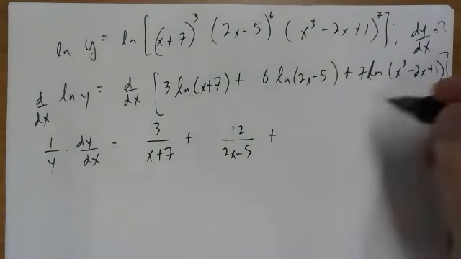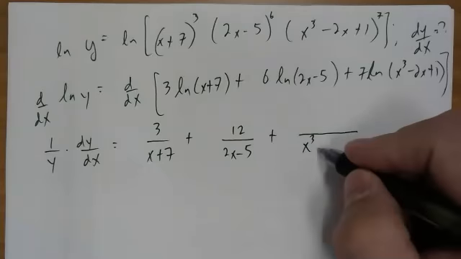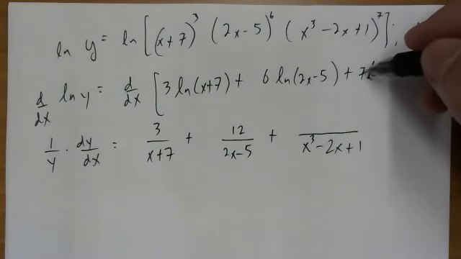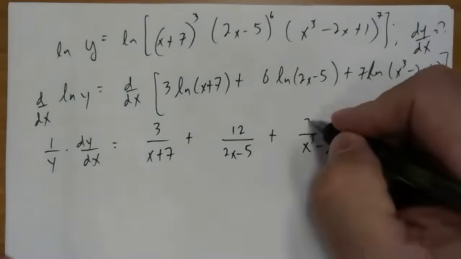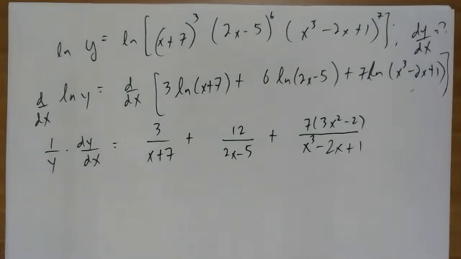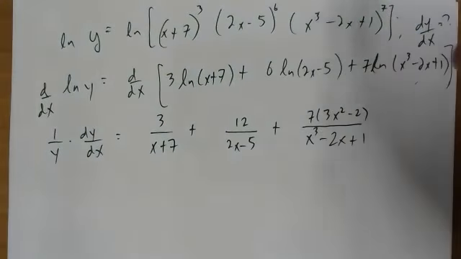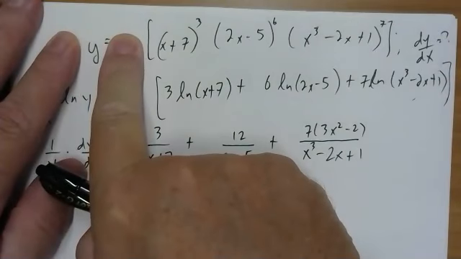Derivative of this last one, the denominator is going to be x cubed minus 2x plus 1. So the top, you're going to have 7 times the derivative of what's inside here. Well, this is 3x squared minus 2. Now, the last step is going to multiply both sides by y. So when I do that, let me go ahead and replace the y with my original big messy expression.